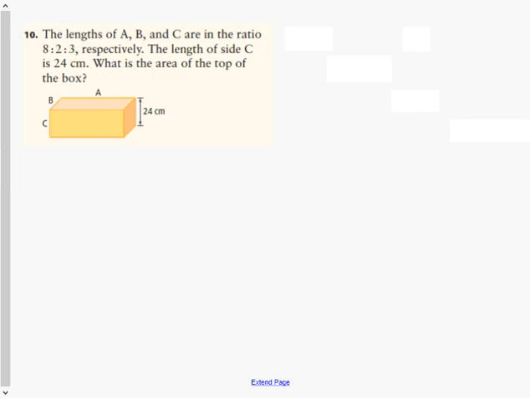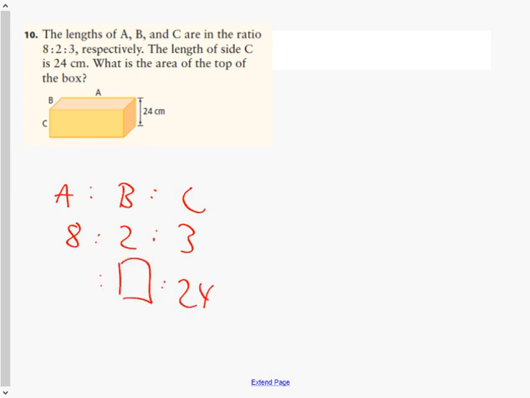Question 10 says the lengths of A, B, and C are in the ratio of 8 to 2 to 3 respectively. That means for every 8 meters of length, it's 2 meters of width and 3 meters of height, or whatever you want to say. If the length of side C is 24, what is B? What is A? Easiest way to solve this is figuring out what your multiplier is for C. What did you multiply C by to get 24? You multiply it by 8. Just like the bread question, do all that, you get 16 and 64.